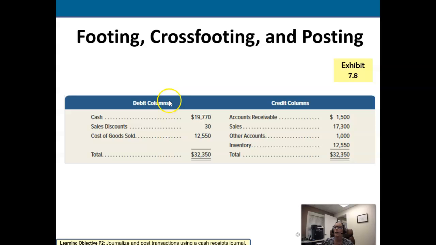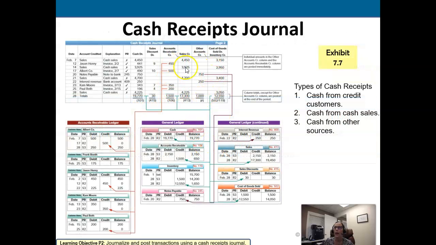So here we see how we added up all of the debits and all of the credit totals, and lo and behold, we are in balance. So we can trust that the cash receipts journal is at least in balance. It doesn't mean that it's correct, because we could certainly still have applied something to the wrong account, but at least we didn't inadvertently enter something in only one column without a corresponding second entry.